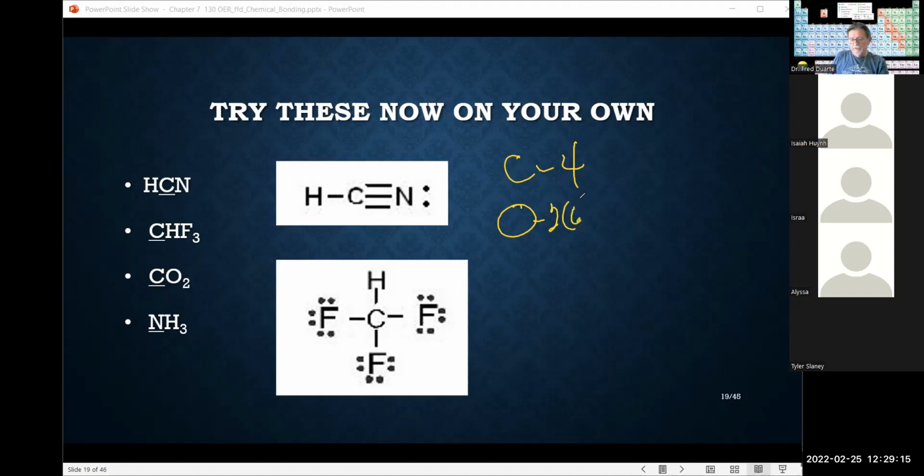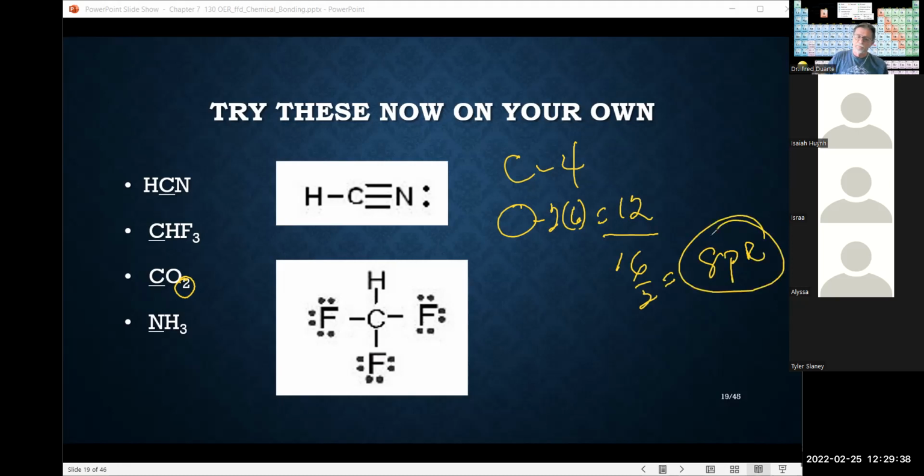6, exactly. That means we got 12 total. Okay, don't forget that number. We got 2 oxygens, so we have to account for each oxygen. And so we have a total of 16 valence electrons, or 8 pair. Okay, 8 pair to work with.